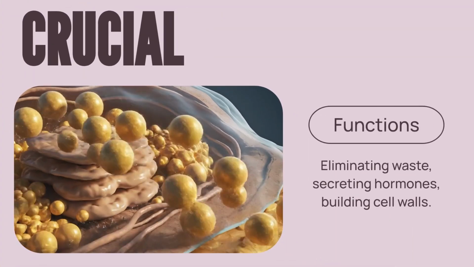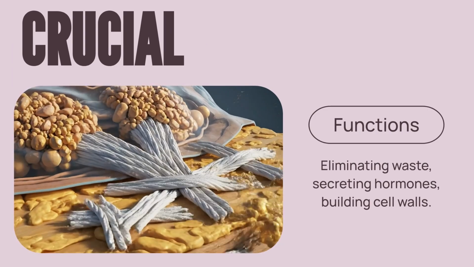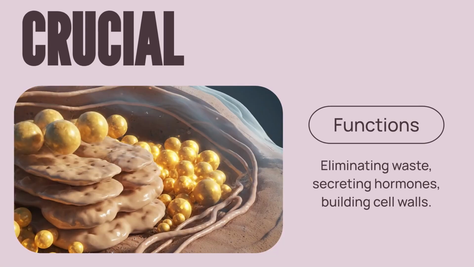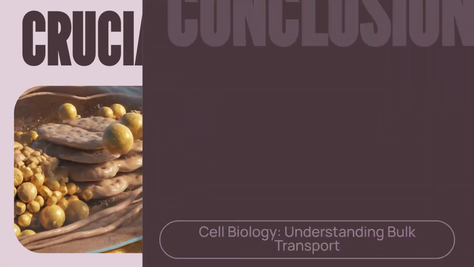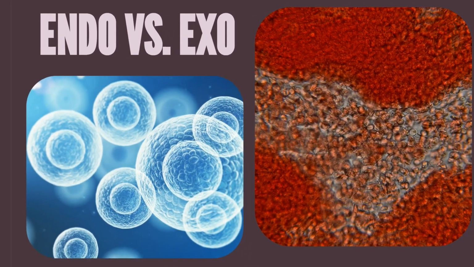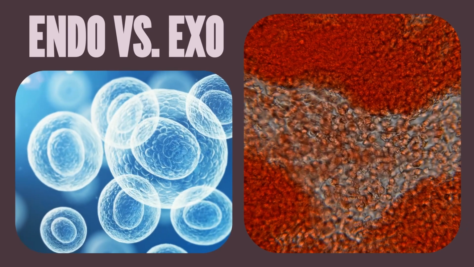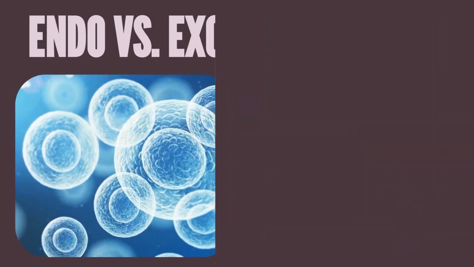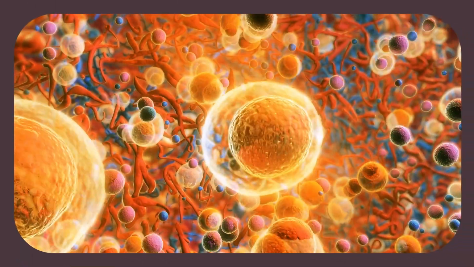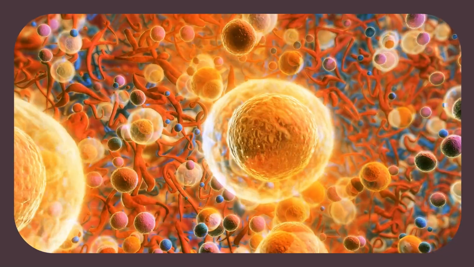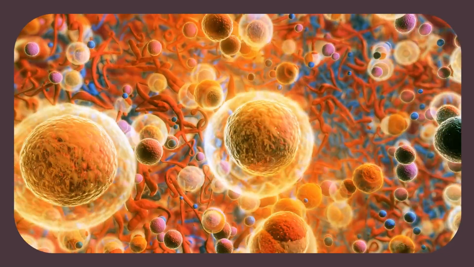This process is crucial for eliminating cellular waste, secreting hormones for communication, or getting large carbohydrates out of a plant cell to build a new cell wall. Bulk transport, carried out by vesicles, is vital for managing materials too big for simple channels. Remember, endocytosis brings large materials in, while exocytosis secretes them out. Understanding bulk transport helps us appreciate the cell's remarkable ability to manage its massive traffic flow, essential for life, defense, and growth.